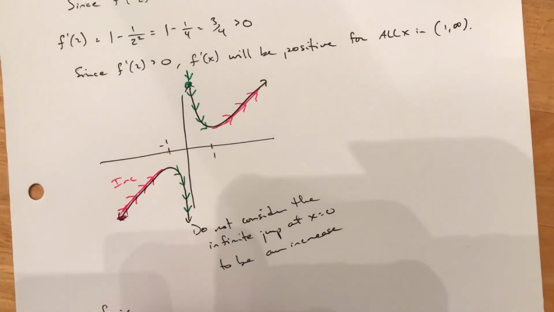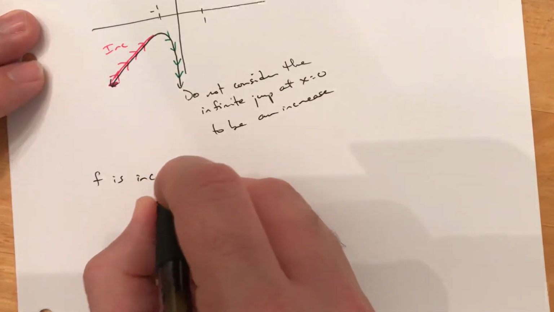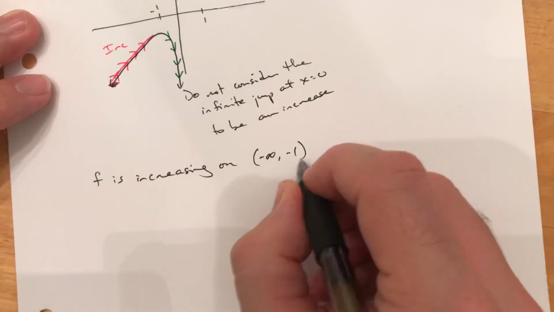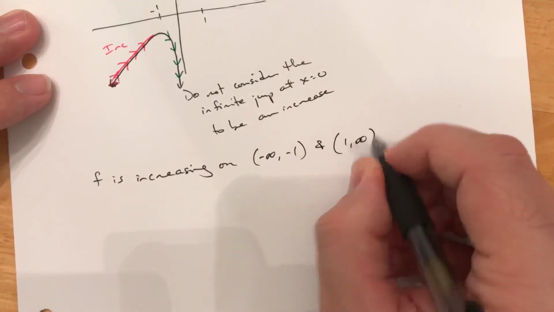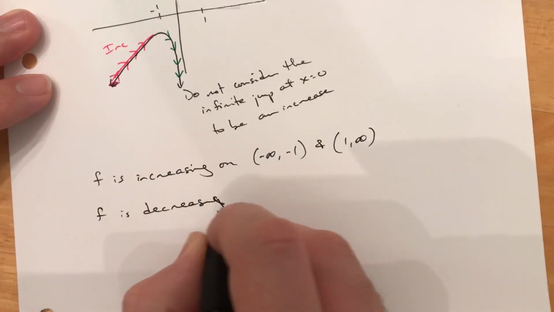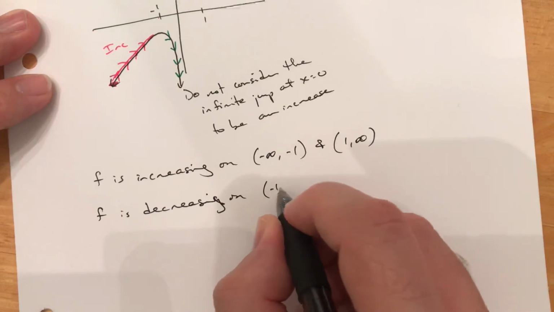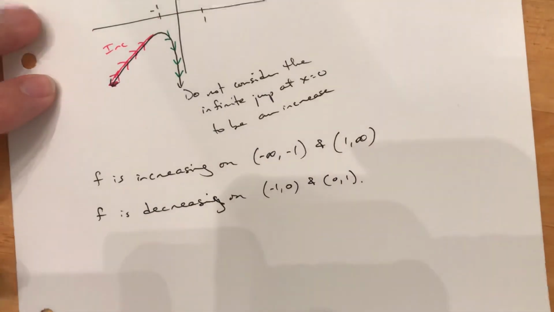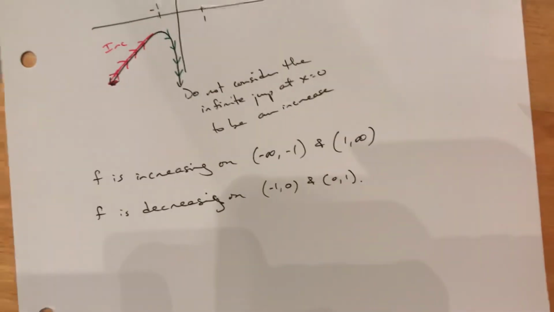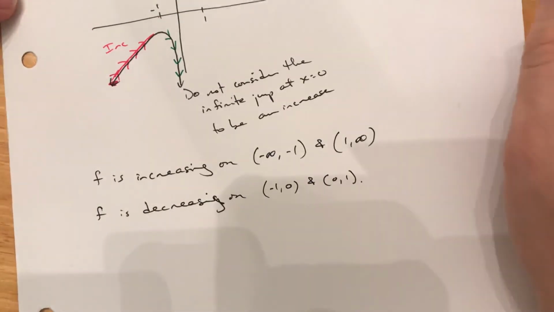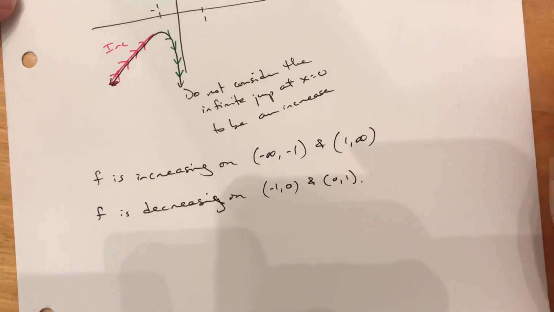F is increasing on the interval from -infinity to -1 and from 1 to infinity. F is decreasing on the interval from -1 to 0 and 0 to 1. Again, 0 is not included in either of those, and we can't really smash those guys back together as a single interval. It's a nice little application of the derivative to determine increasing or decreasing.